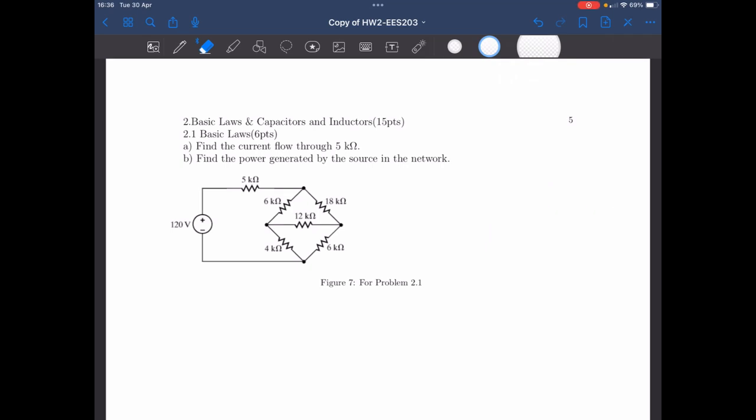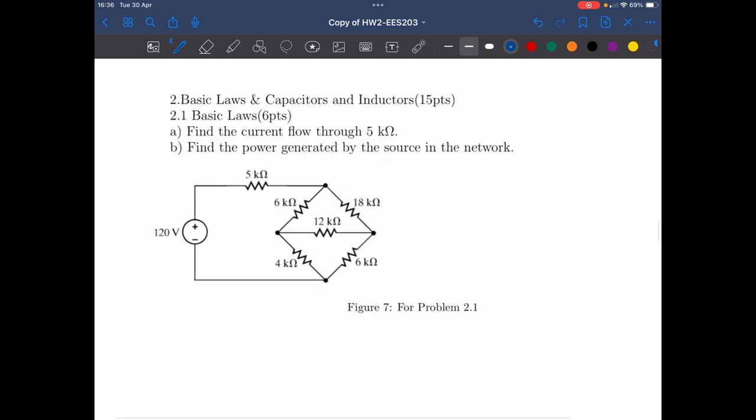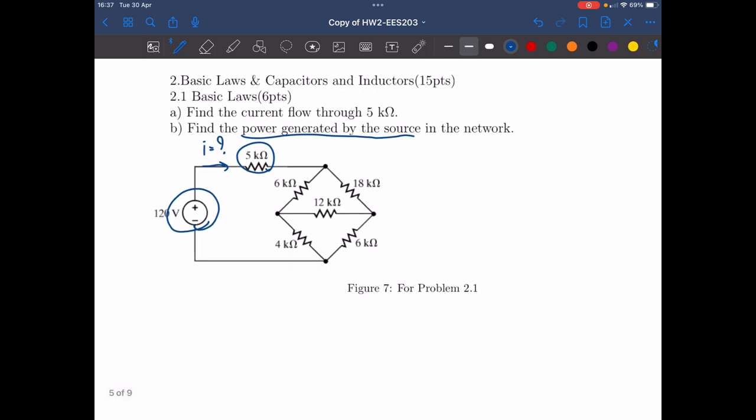Now let's take a look at question 2 here. We want to find the current that flows through this resistor, right? And also we want to find the power generated by the source in this network. First of all, we cannot calculate the total resistance directly. So what we need to do is, you can see the structure here is similar to the Y to delta transformation.